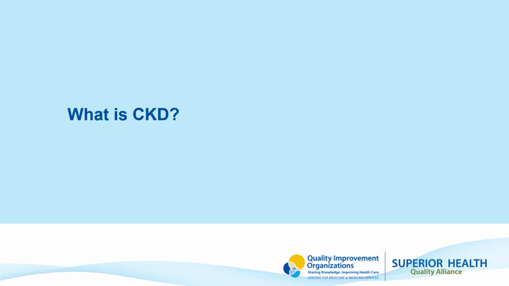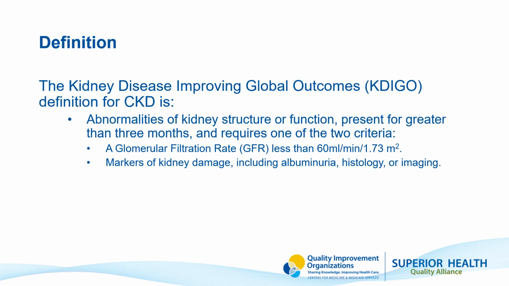What is CKD? The Kidney Disease Improving Global Outcomes, or KDIGO, definition for CKD is abnormalities of kidney structure or function present for greater than 3 months, and requires one of two criteria: a glomerular filtration rate, GFR, less than 60 mL per minute, or markers of kidney damage, including albuminuria, histology, or imaging.